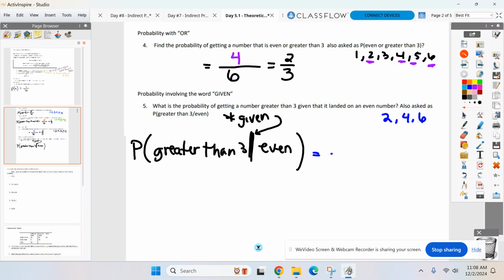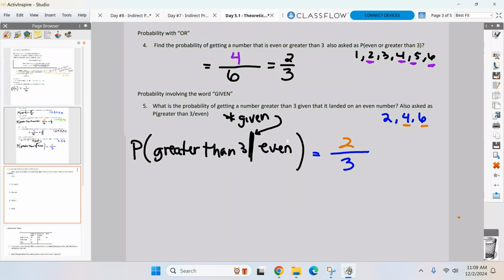So now I don't have 6 possibilities. I only have 3 possibilities because we already know it's given it's even. So out of these 3 possibilities, how many are greater than 3? 2. That's going to be huge this unit, these given problems. We're only doing these even ones. So out of these 3, how many are greater than 3? 2 of them. Make sense? We sure? This is going to be huge, this unit.